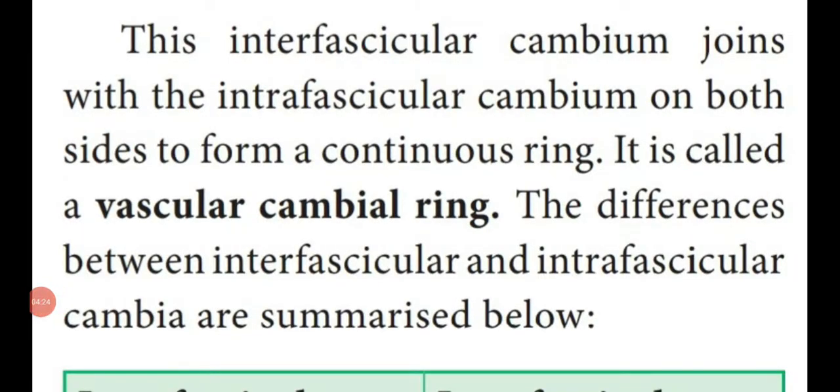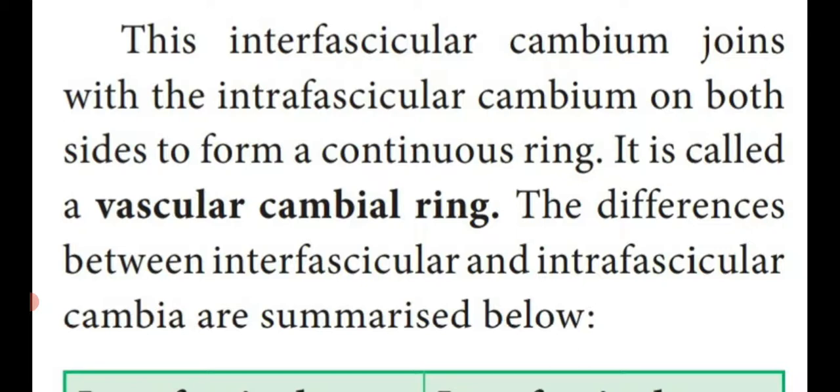These two types of cambium, interfascicular cambium and intrafascicular cambium, both join together to form a continuous ring-like structure called cambial vascular ring or vascular cambial ring. This is an important 2 mark question. Make a note in your textbook. What is vascular cambial ring?